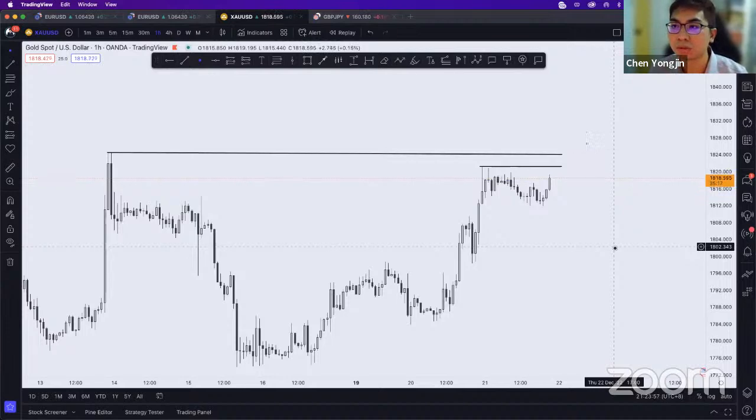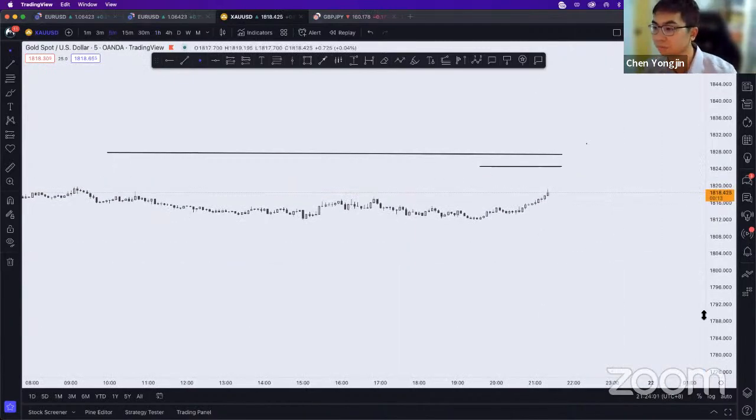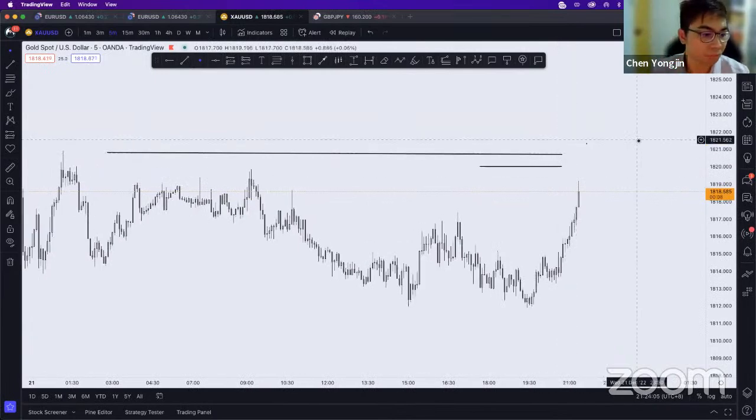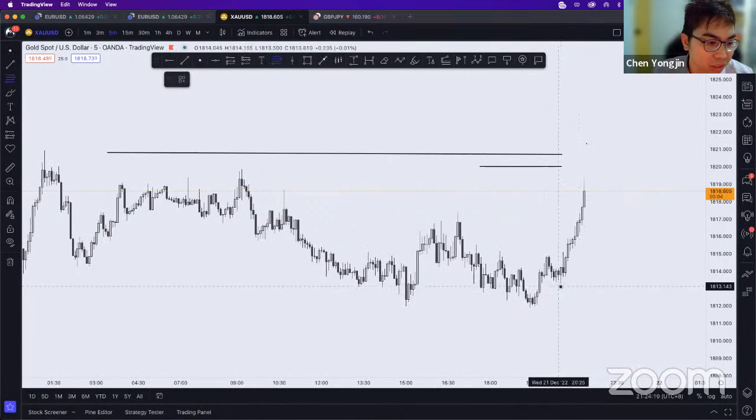So maybe you want to go down to the 5-minute chart. Maybe we can start to look for an entry already. A possible entry on gold. So maybe you can draw a Fibonacci line. Can you help me draw a Fibonacci line from here? Wait, give me a moment. Draw it from here to the top.